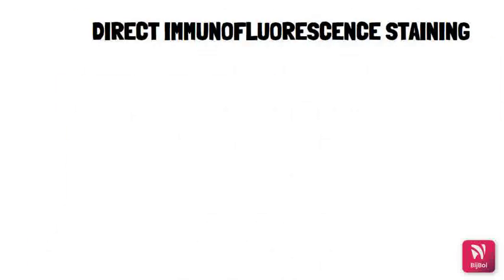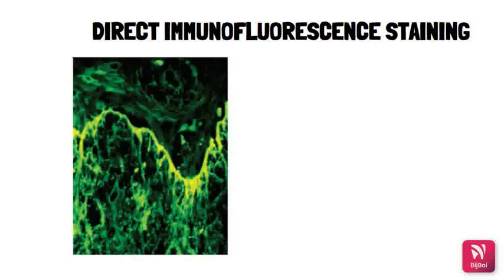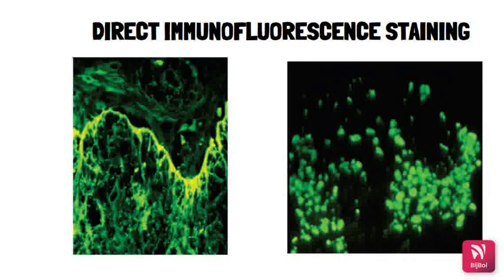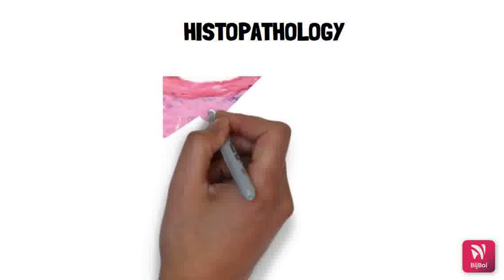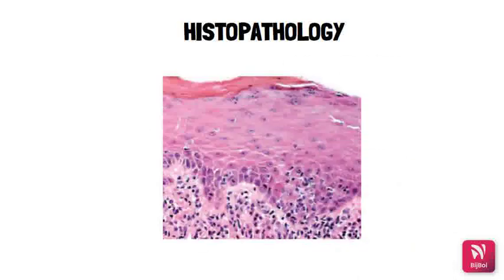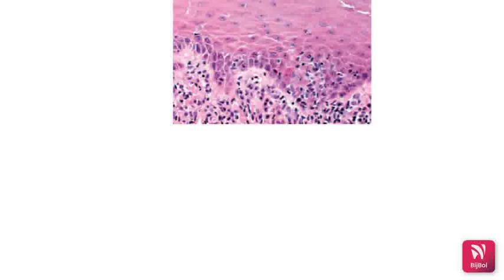Next, we will see the direct immunofluorescence staining of lichen planus. This picture shows fibrin deposits along the basement membrane exhibiting a shaggy configuration. In the second picture, we can see the clusters of the cytoid bodies. Next, we will see the histopathology of lichen planus. This histopathologic picture shows hyperkeratosis and mild hypergranulosis. There is focal basal cell degeneration, thickening of the basement membrane.